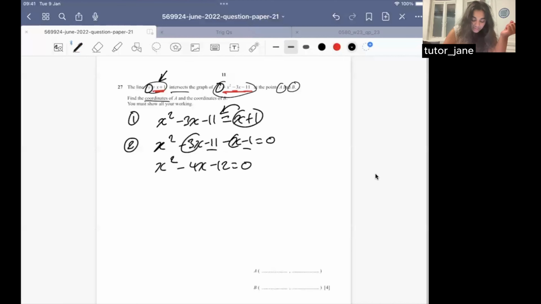To factorize the quadratic, we need to find two numbers that multiply to give our constant here, minus 12, and that add together to give minus 4. The two numbers that are immediately obvious to me are 2 and minus 6. So 2 times minus 6 gives you minus 12, and 2 plus minus 6 gives you minus 4. So 2 and minus 6 are going to be our numbers when we factorize. So then we put x plus 2 in brackets and x minus 6 in brackets equals 0.